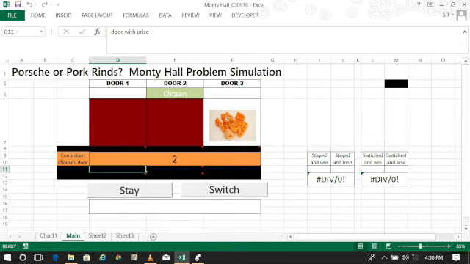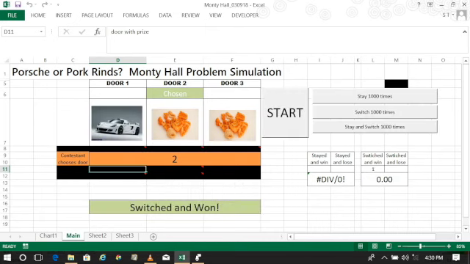So let's assume that we're going to switch. In this case, switching is good because switching allows us to get to door number 1, behind which is a brand new Porsche, which we're assuming is many times better than the pork rinds that we would have gotten with door number 2. So in this case, we switched and we won. Now let's do this again.